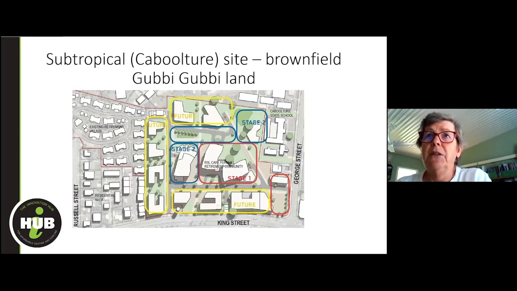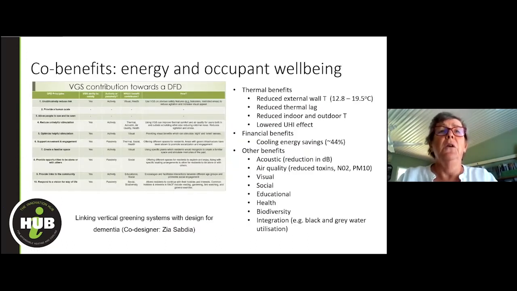So in the middle of this picture, you can see a stage 1 site. This is a new residential aged care centre, which is actually our Living Lab 1. All the other parts of the site are staged for future redevelopment. This whole site is right in the middle of Caboolture. Across the road is a major shopping centre and all the main CBD services, just to the right of the picture.